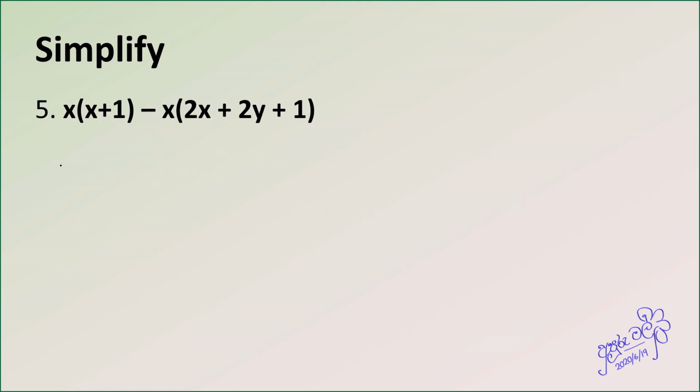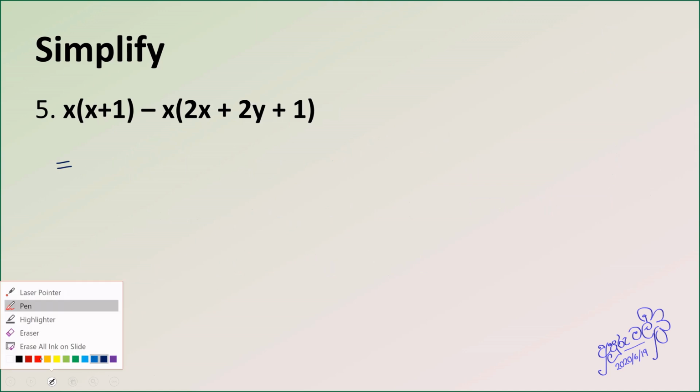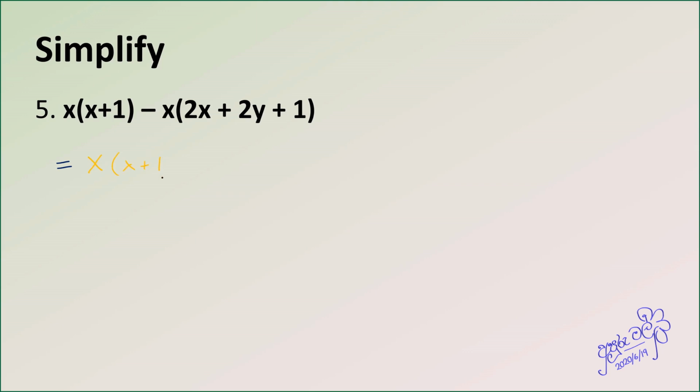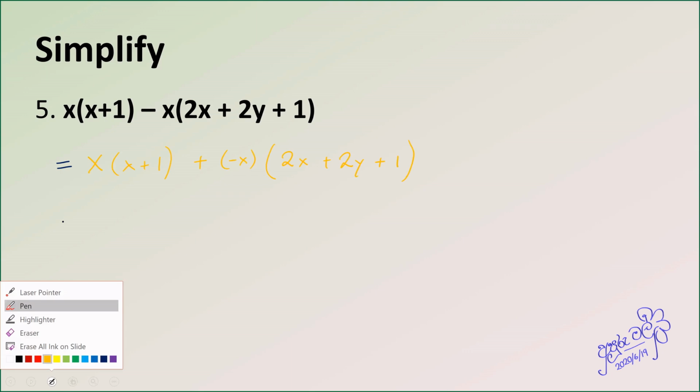Here's the 5th one, and let's again rewrite x times x plus 1. Doesn't change. For the minus x, I'll write plus of minus x. And then the 2x plus 2y plus 1 doesn't change much. I will use a different color though.